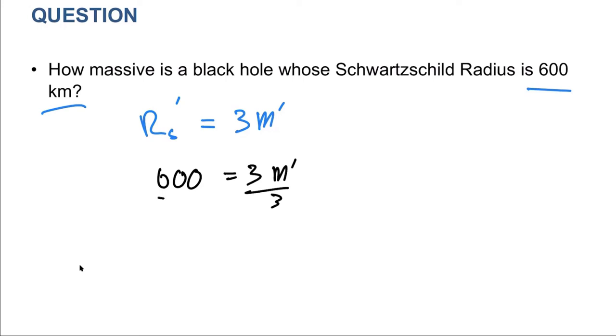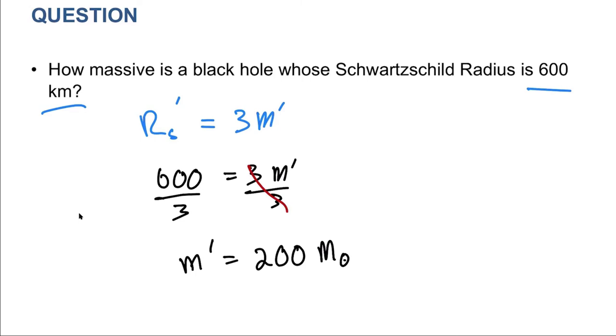Divide both sides by 3. The 3's cancel out over here. I get M prime equals 600 divided by 3, which is 200. And what are the units? We know in this particular case, it has to be solar masses. So this object, which has a Schwarzschild radius of 600 kilometers, must have a mass 200 times that of the sun.